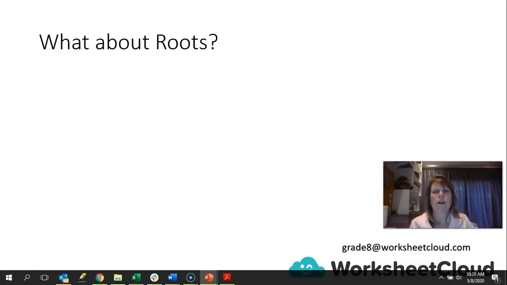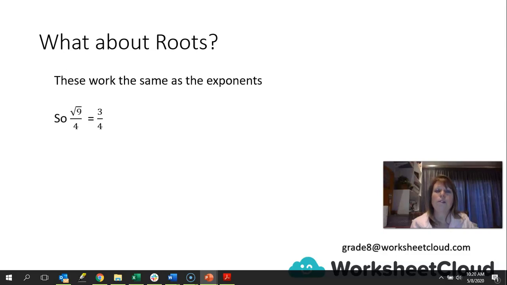Right, let's go on. What about square roots or cube roots? Okay, how do we do that? Well, it works exactly the same. So if we've got the square root of 9 over 4, we're only going to square root 9, and it's going to give us 3 over 4.